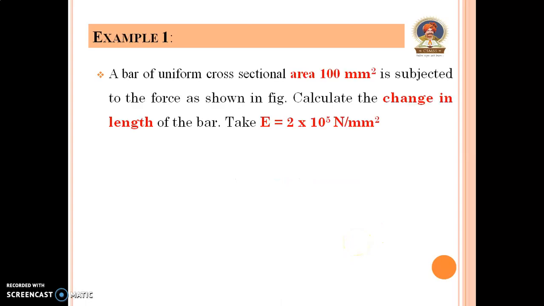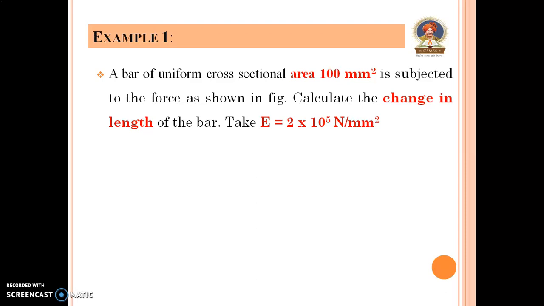Example: a bar of uniform cross-sectional area 100 mm square is subjected to the forces as shown in the figure. Calculate the change in length of the bar. Take E is equal to 2 into 10 raised to 5 Newton per mm square.